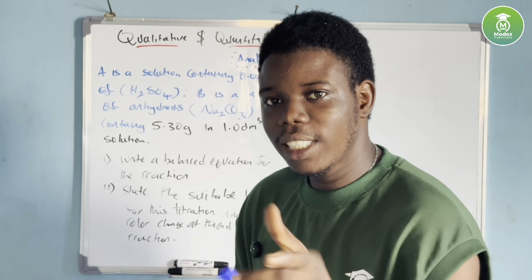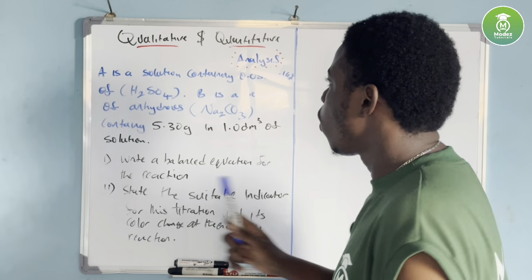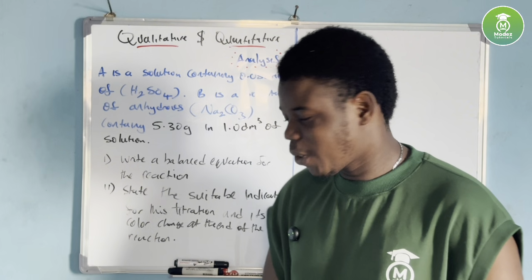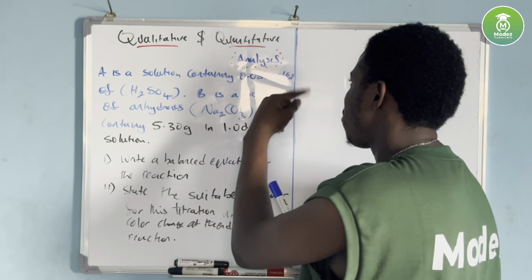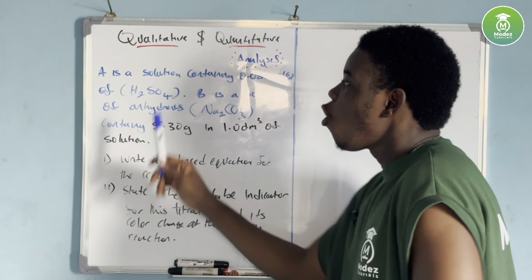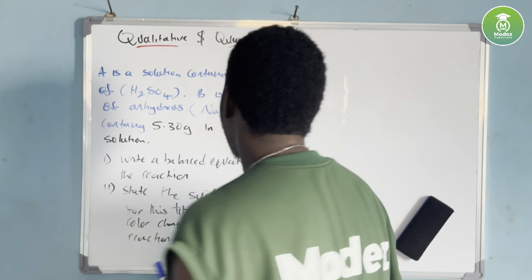All right, this is a question based on WAEC standard. So let's just go through the question first. A is a solution containing 0.05 mole per dm cube of H2SO4, which is tetraoxosulfate 6 acid. Okay.